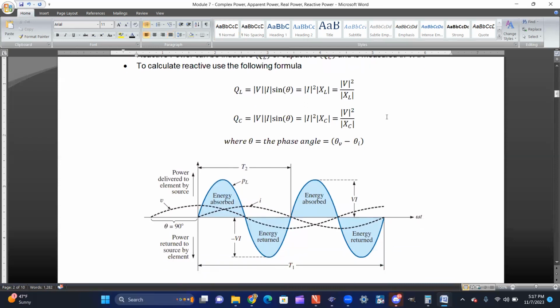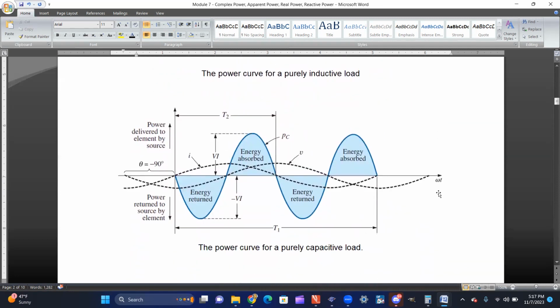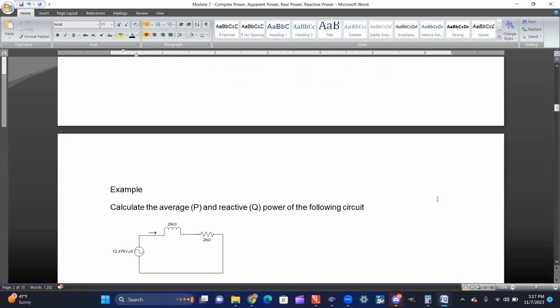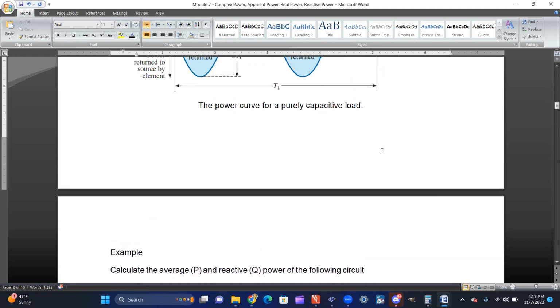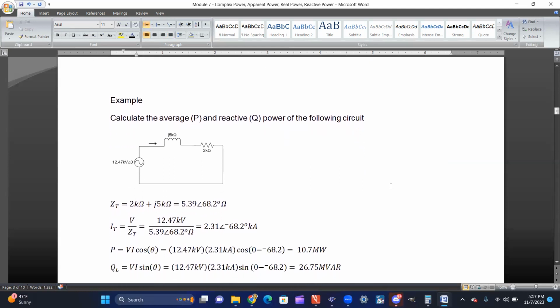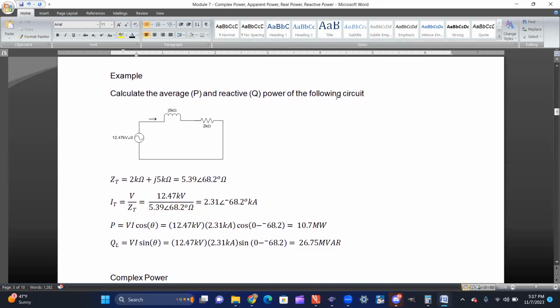That may sound a little confusing right now, but as we progress throughout this lecture, it'll start to make a little bit more sense. Or actually, whenever we get to the next part, which is power factor correction, you'll start to get a better understanding of how the capacitive load is supplying reactive power back to the system.